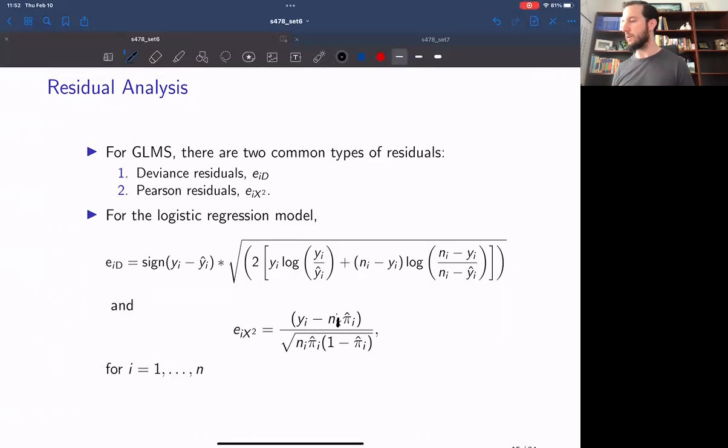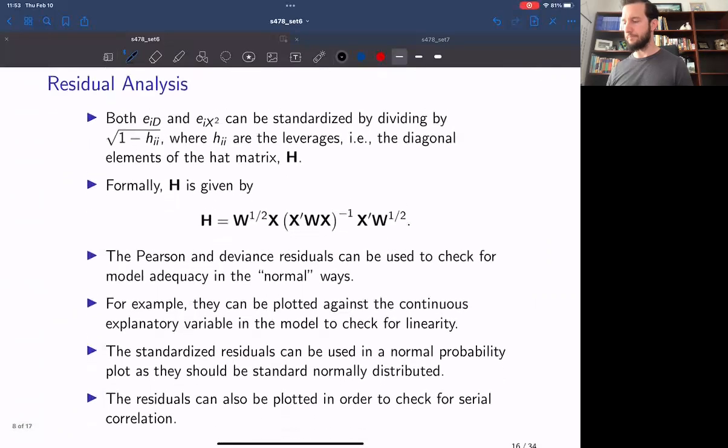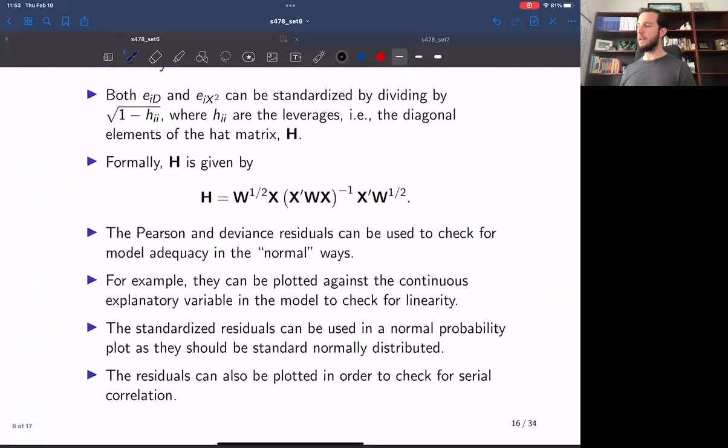Anyways, I'll show you what I mean next week when we're in lab, but both of these are the standard residuals that are typically utilized for GLMs, and we can actually use them in a pretty familiar way. Before I describe that, I just want to talk very briefly about the idea of standardizing these. So we can standardize the deviance and the chi-square residual using the leverages, where the leverages are the diagonal elements of the hat matrix.